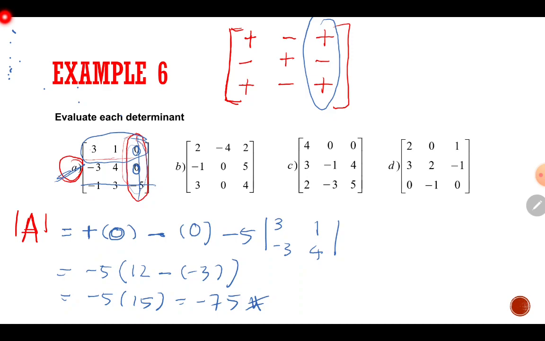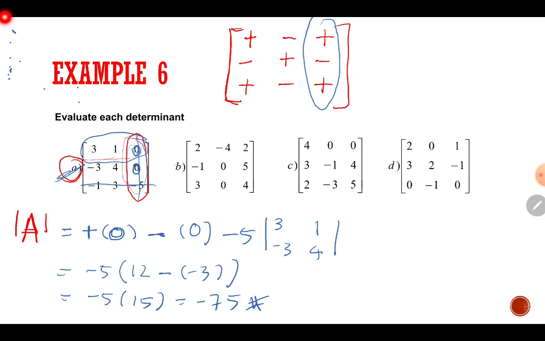Nampak kan? It's very simple now, because we are lucky: we have more than one zero in one row or one column, and we correctly chose the row or column to determine the determinant. So we come straight to the answer, the steps become very simple. Alright, so now let's proceed to the next one.